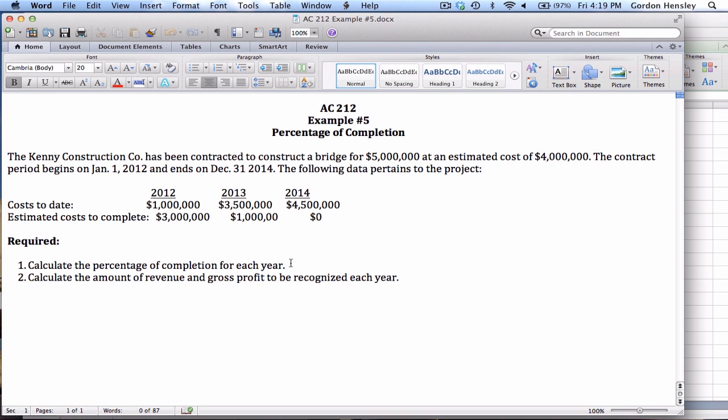So under the requirements, number 1, we have to figure out the percentage of completion for every year. And then number 2, we have to figure out the amount of revenue and the amount of gross profit that could be recognized each year.